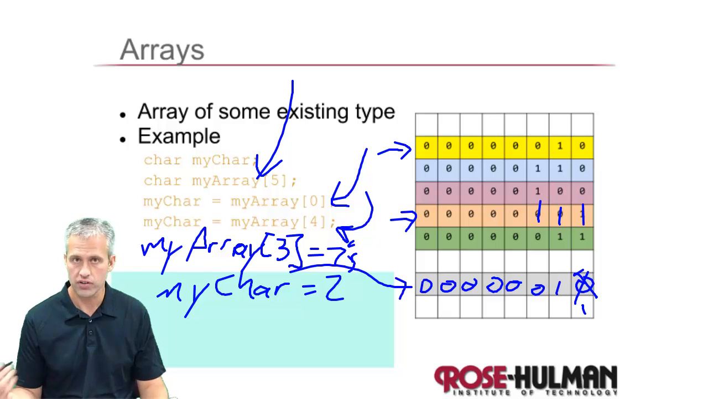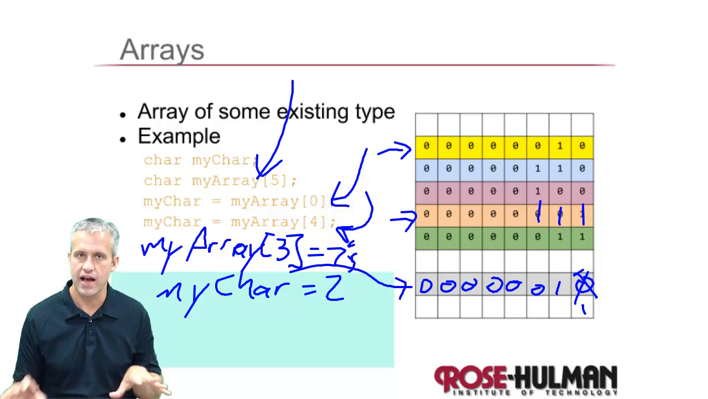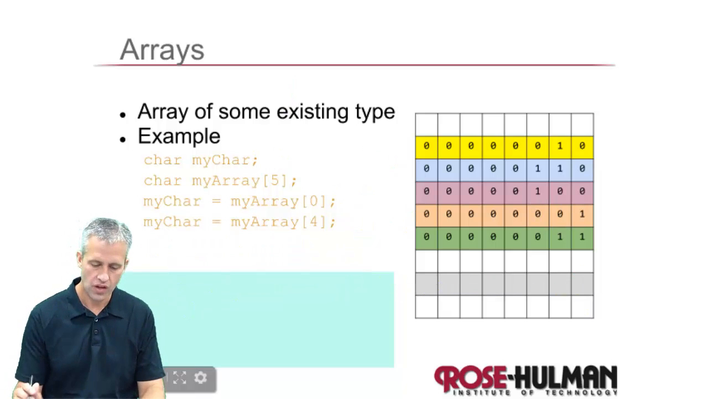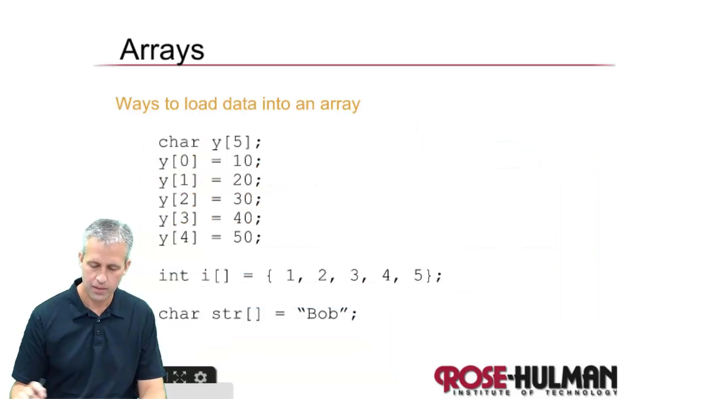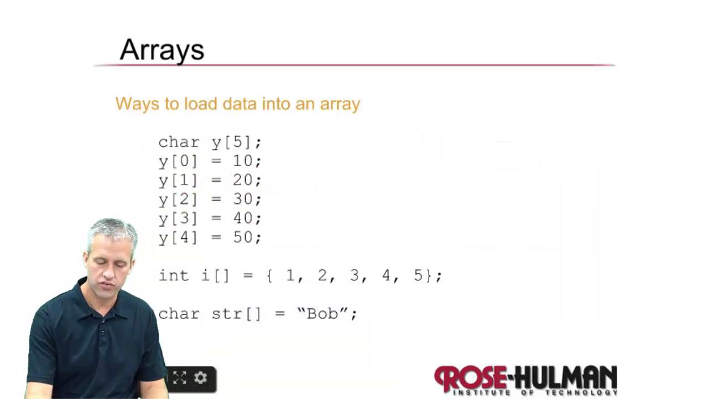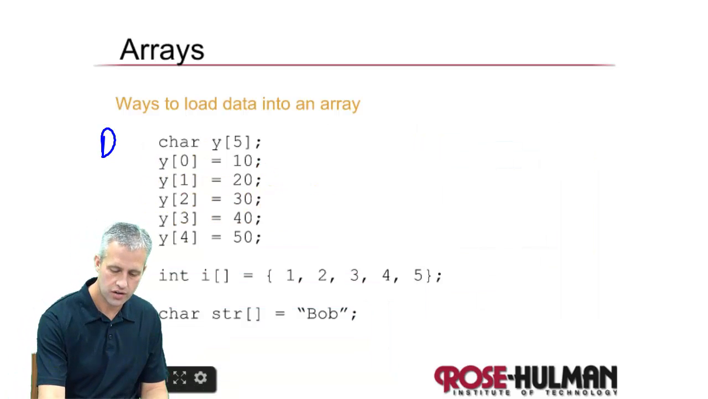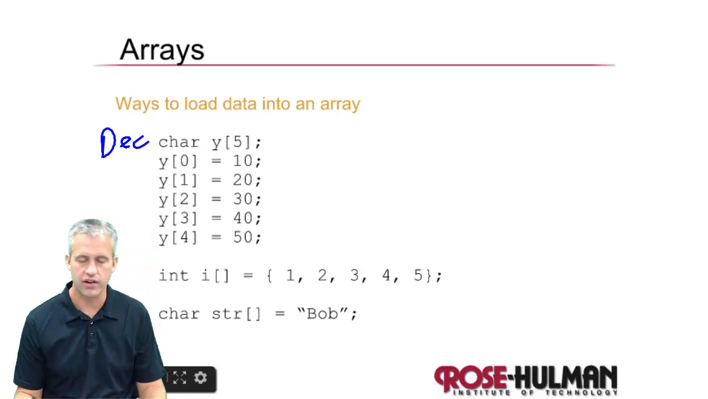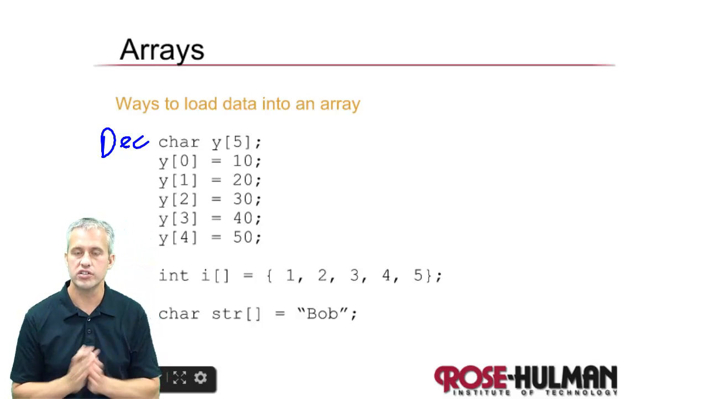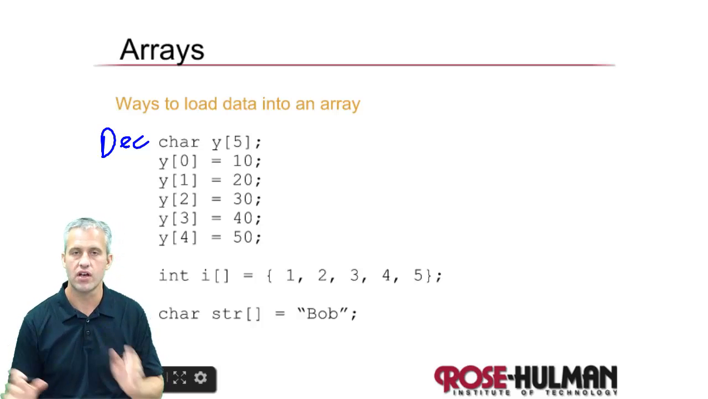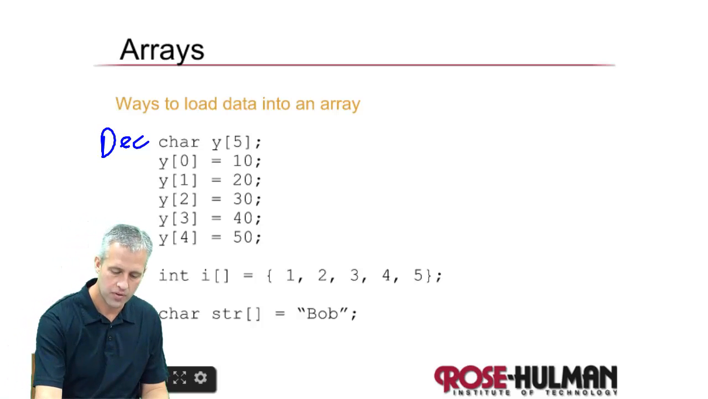So that's an array, pretty simple. The only place that arrays get complex at all is in the syntax and exactly how you create them. So there are actually 2 steps when you make an array. There's the declaration, so like you're declaring that it exists. What the declaration does is it reserves spots in memory. So you declare and then you define.